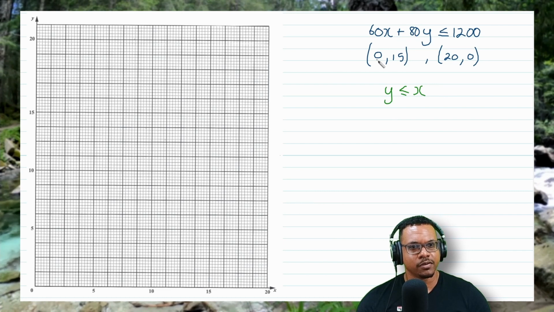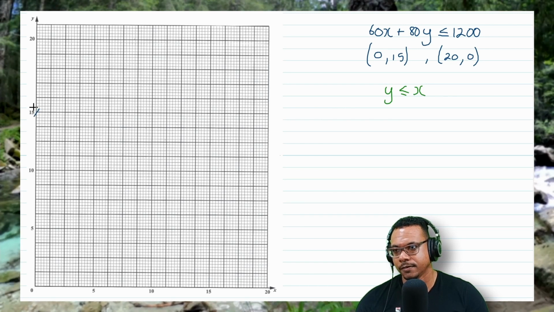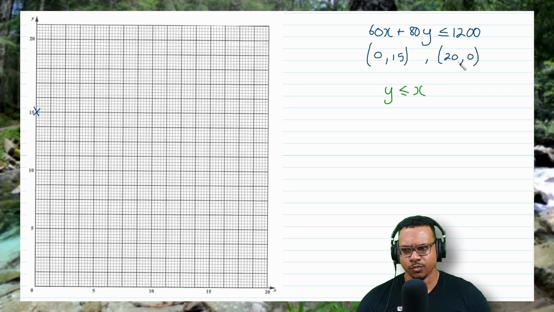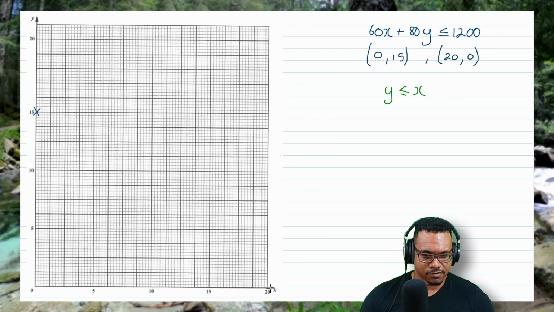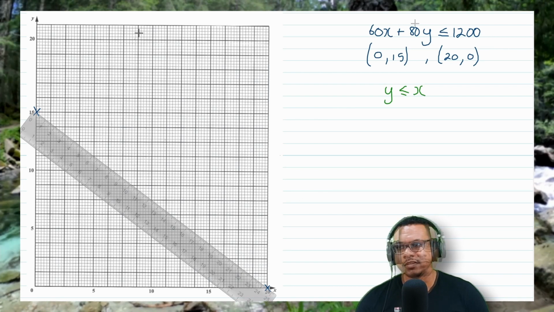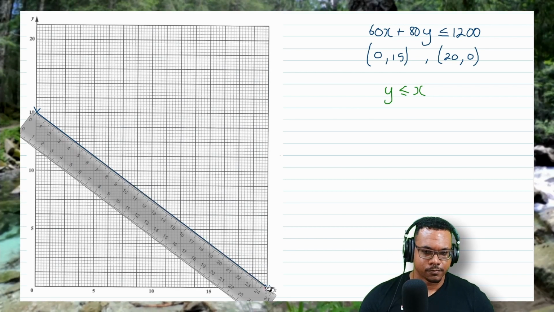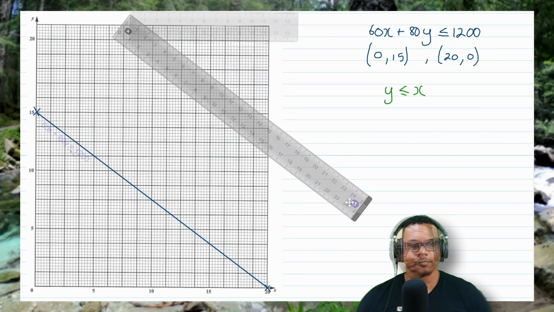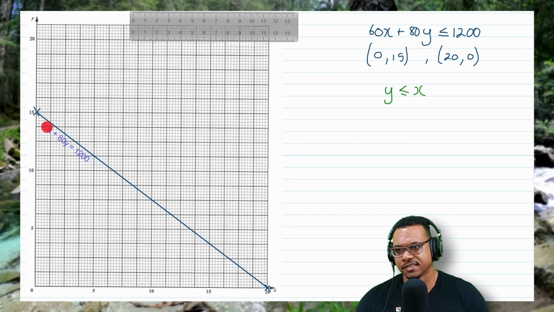So starting with this one, we're going to plot (0, 15). That's 0 on the x, 15 on the y, so that's here. Then we're going to have (20, 0), 20 on the x and 0 on the y. So that's down to this last point down here. I take my ruler to connect the two points and draw a straight line. So here I have my line, which represents 60x plus 80y is equal to 1200.